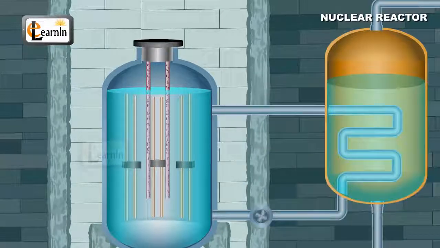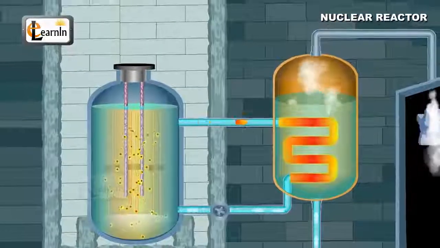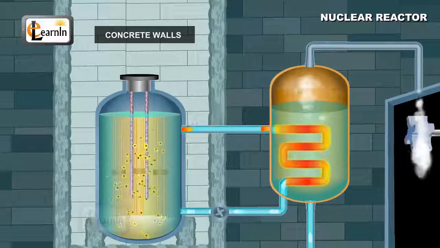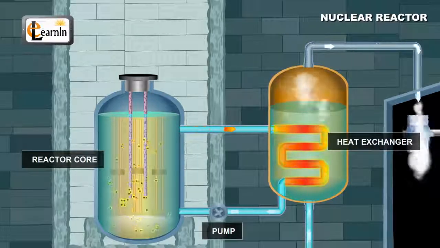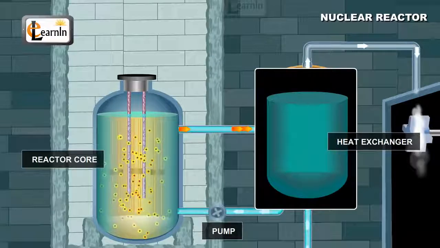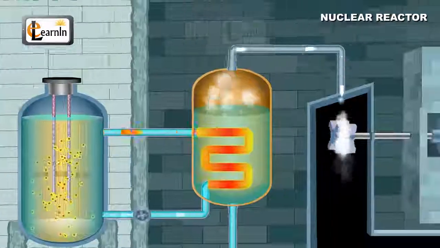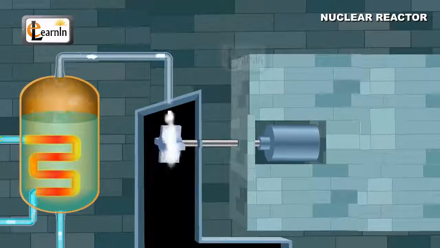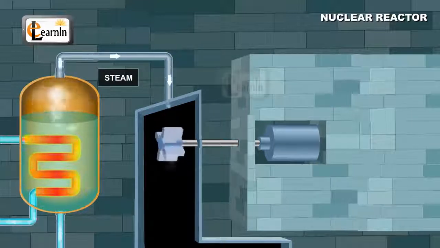Now that we know the components of a nuclear reactor, let's understand the working of a nuclear reactor. It's usually enclosed in a shield made of thick concrete walls. It consists of a reactor core, pump, and heat exchanger. The reactor core and pump are placed in contact with the water, which is usually the heat exchanger in these reactors. Due to the enormous amount of heat released during the fission reaction, the surrounding water gets heated up and changes to steam, which is in turn used to turn the turbines.